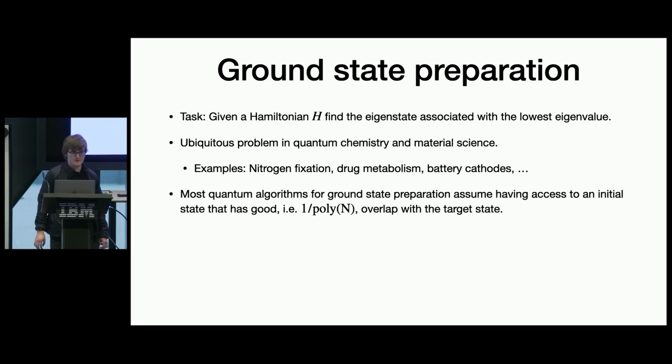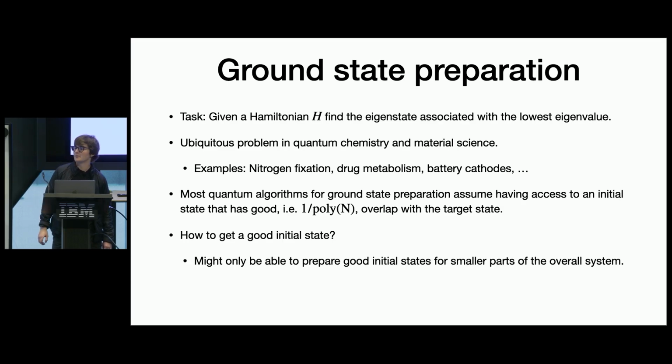And most quantum algorithms for ground state preparation, as we also heard in the previous talk, require that you have access to a good initial state, ideally one that has overlap that scales at least like 1 over poly n, where n is the system size. And the question, of course, is how do you get a good initial state?